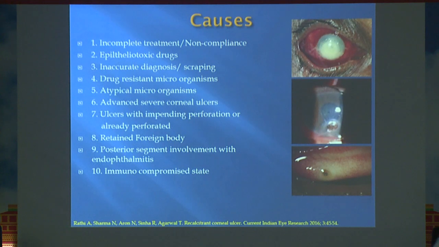There are various causes. The most important cause is incomplete treatment or non-compliance of the patient. Other causes are epitheliotoxic drugs, inaccurate diagnosis, drug-resistant microorganisms, atypical microorganisms, advanced severe corneal ulcers, ulcers with impending perforation or already perforated ulcers, retained foreign body, posterior segment involvement with endophthalmitis, and immunocompromised state.